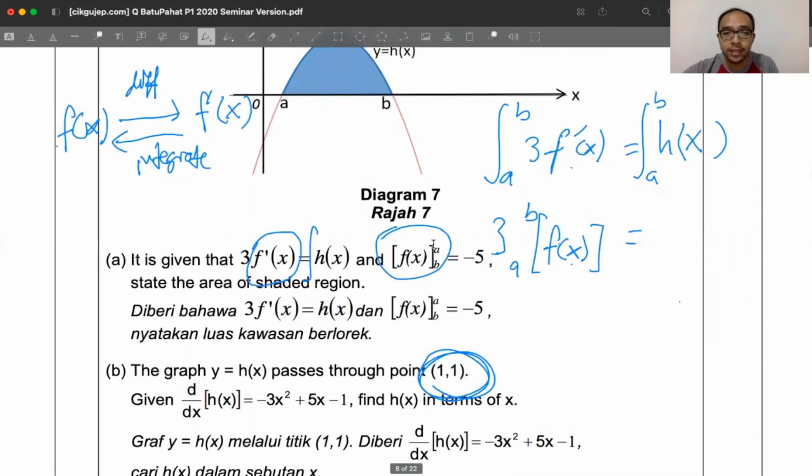But it tells us that from b to a, look at the order, b at the bottom, a at the top. So from b to a is -5. But we want from a to b. So if b to a of f(x) is -5, then a to b of f(x) is 5, just positive. When you multiply it by 3, it will be 15. So this is the answer.